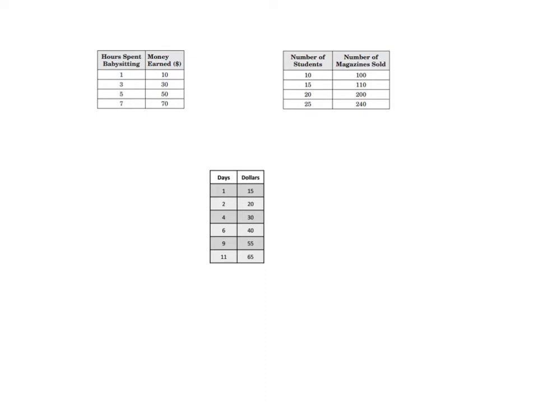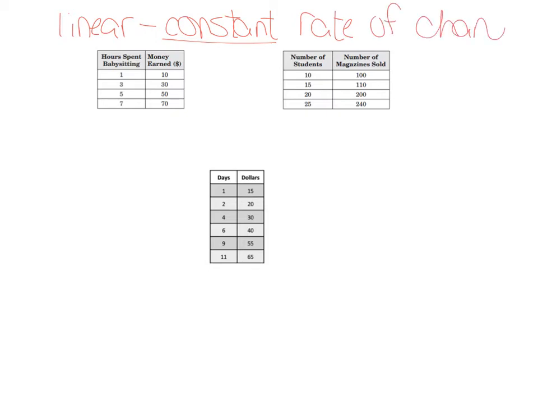So how do we tell from a table if a relation is linear? Well, we could graph it, but graphing is usually a pain. So we're going to look at the slope. We have said that for something to be linear, it's got to have a constant rate of change. That means that the slope has to stay the same all the way throughout the relationship, okay? So that means we have to find our delta y's and our delta x's.